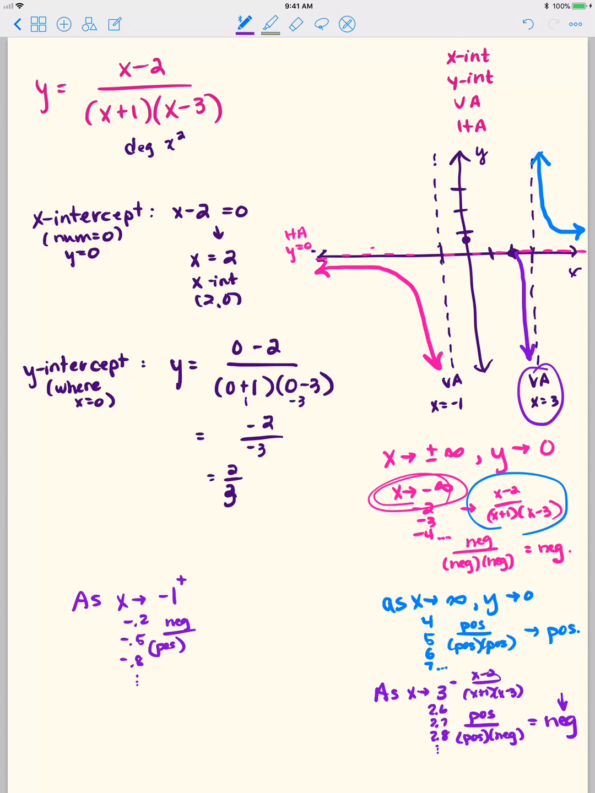And then if you take all those numbers and subtract 3, like -0.2 minus 3, -0.5 minus 3, -0.8 minus 3, then that right quantity will be negative. And you'll have a negative over a negative, which will be positive, so your graph is going to go up. So as it approaches -1 from that side, it'll raise up, and there is your graph.